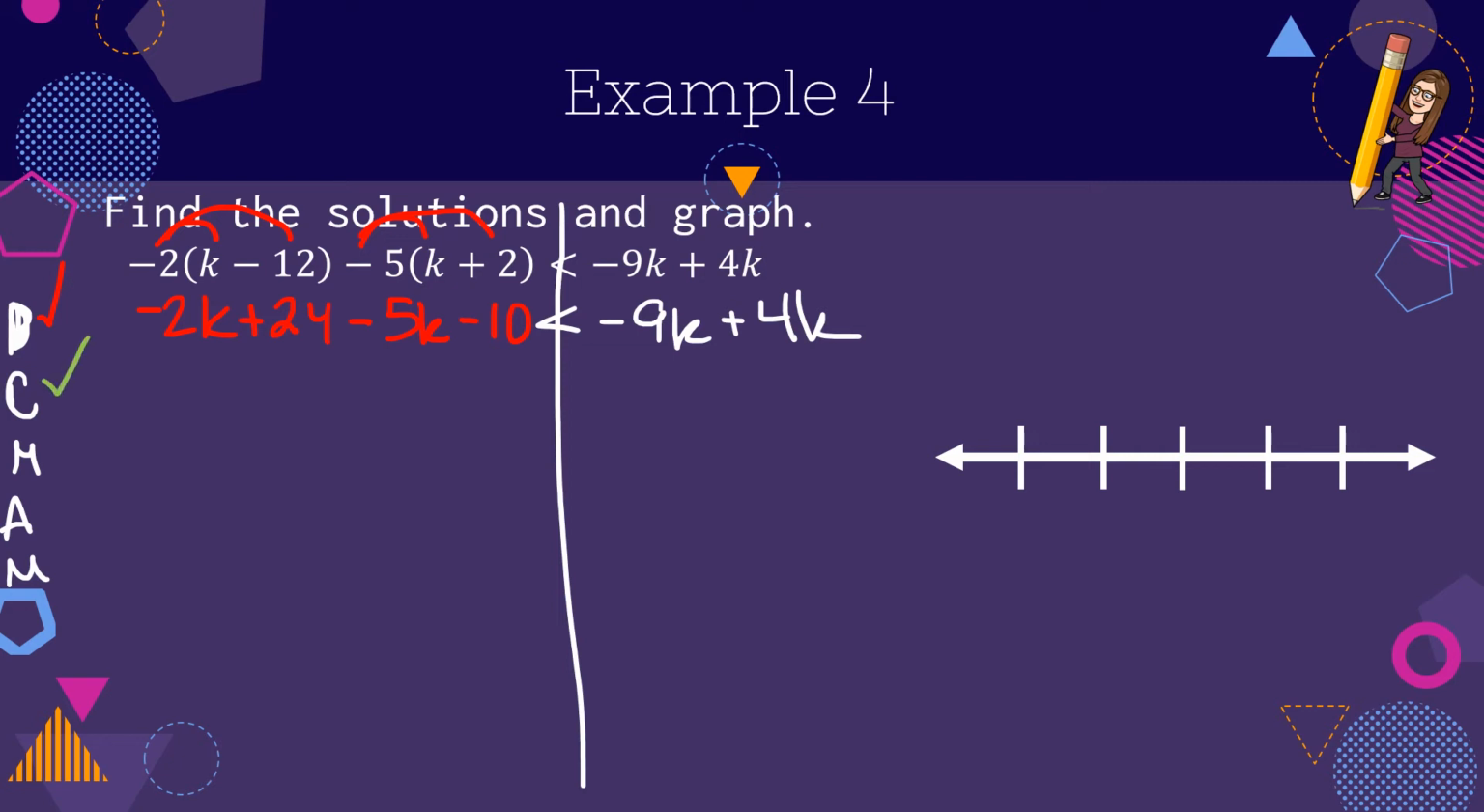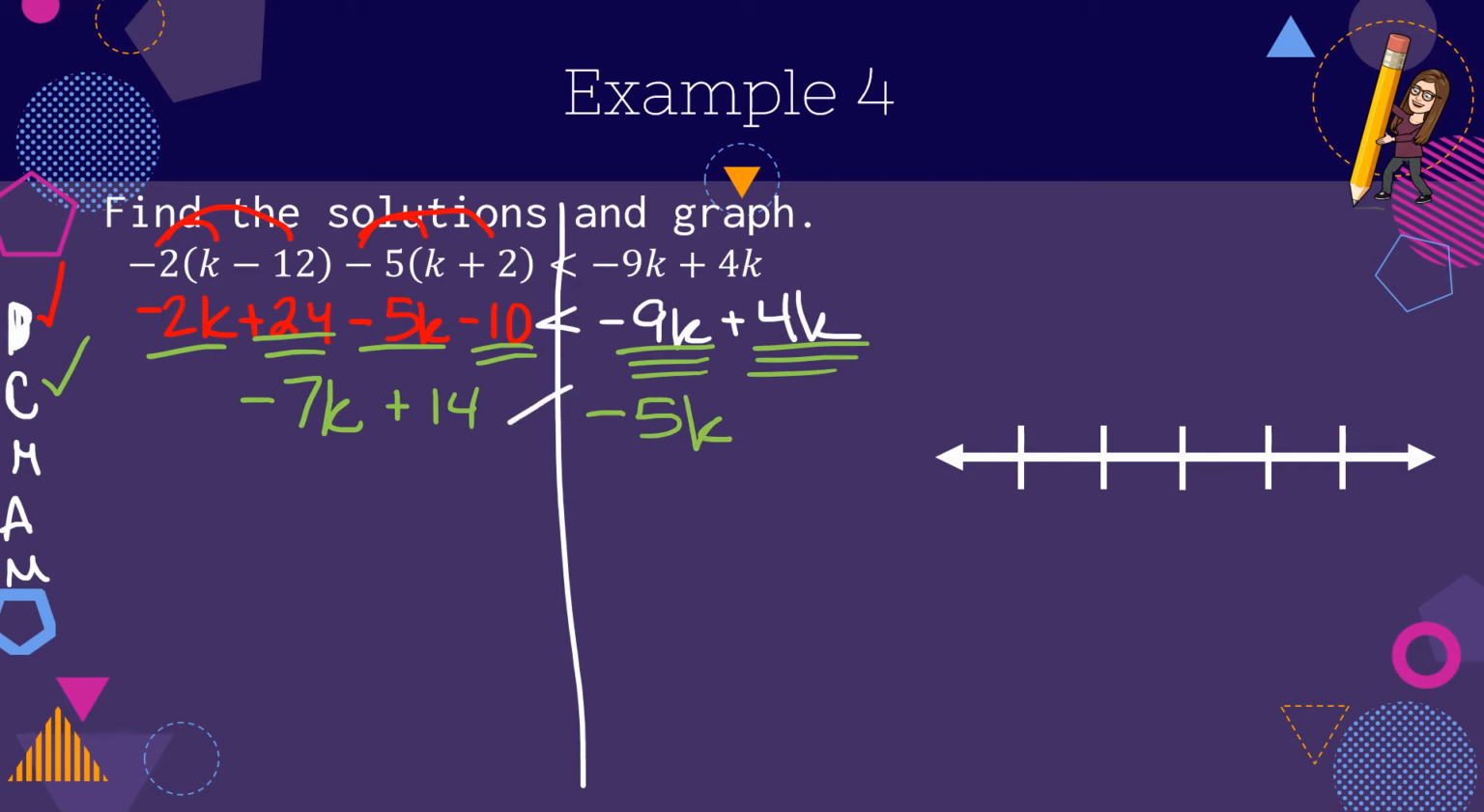Oh my gosh, I got a lot of combining. All right, let's look at the left. The left side, if I combine k's, I have -7k's. If I combine numbers, 24 minus 10 is 14. Look at the right side. I can combine on the right. See how I'm underlining to match them? -9 plus 4 is -5k's. And the symbol falls down. All right, move. Yes, I do have a move. I have to move the 7k.